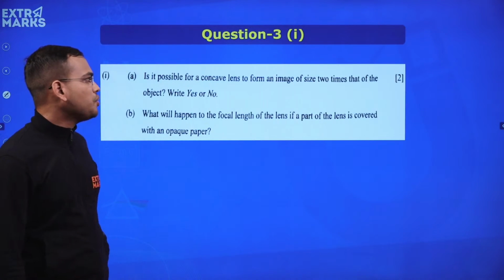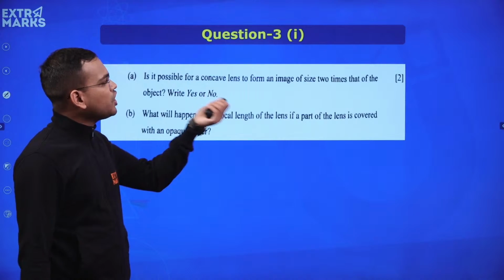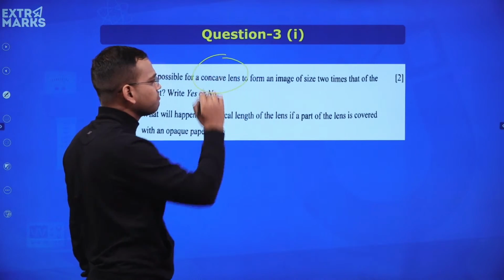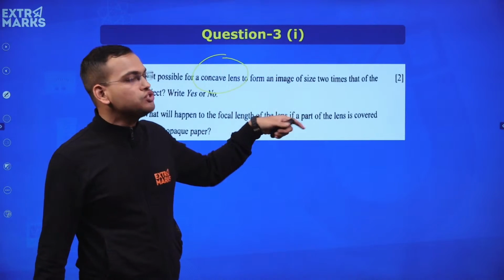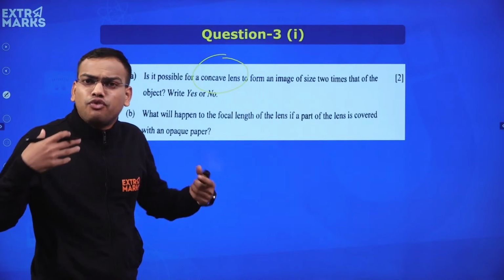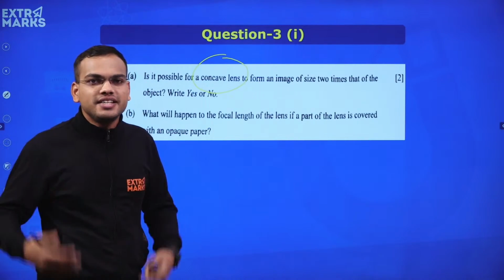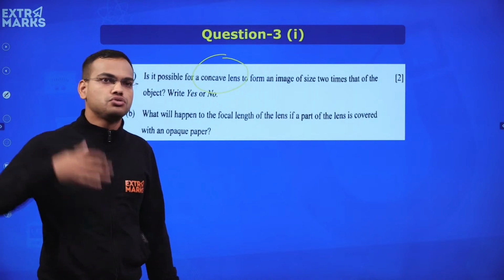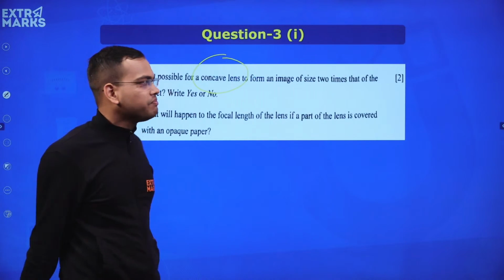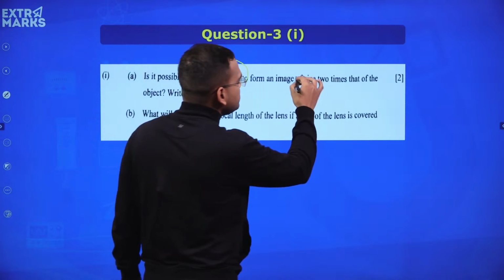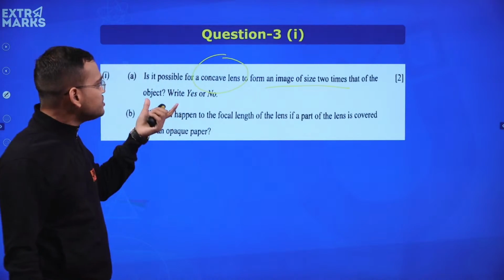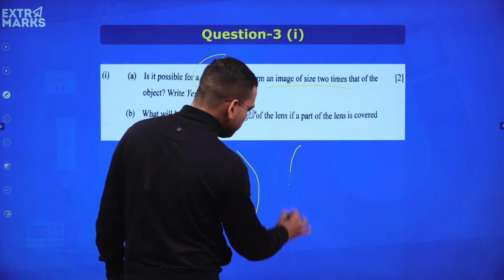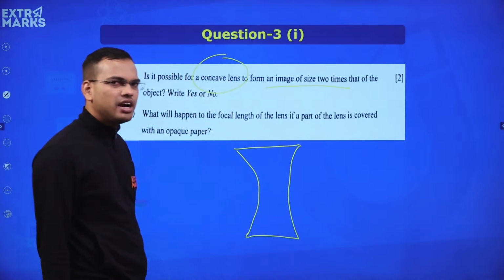Now, yes, that is a question. Is it possible for a concave lens, very important, concave lens, to form an image of size 2 times? What does that mean? Forming an image of size 2 times, is it a magnified image or a diminished image? If the size of the image is 2 times, it is definitely magnified, right? If that is magnified, it means it is bigger in size. And is it possible with a concave lens? Is it really possible with a concave lens to form a magnified image?